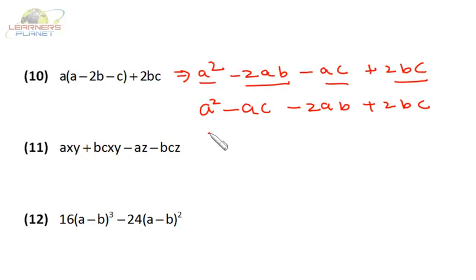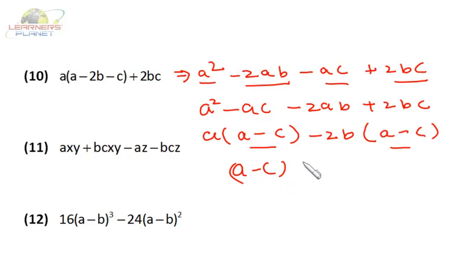Now from these two, I'm taking a as common, or I can say HCF. Now a square by a is a, and ac by a is c. Now from these two, I'm taking minus 2b as common. Now minus 2ab divided by minus 2b, I'll be getting a, and 2bc divided by minus 2b, I'll be getting minus c. So we can see that a minus c, a binomial, is common between the two terms. So a minus c can be taken as common, and I'll be left with a minus 2b. Okay, isn't it so easy? Now let's do the next problem.